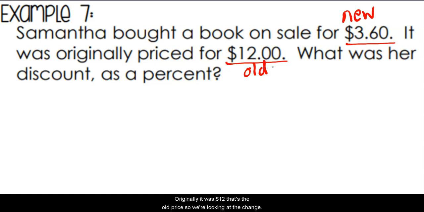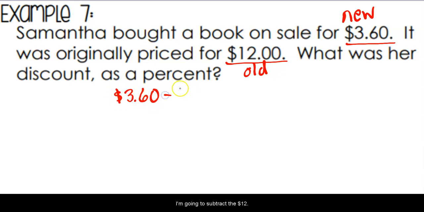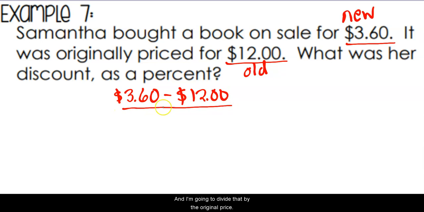So we're looking at the change from the old price to the new price. And to do that, we're going to take new and subtract old. So I'm going to take the $3.60, I'm going to subtract the $12, and I'm going to divide that by the original price of $12. And then, of course, multiply by 100.